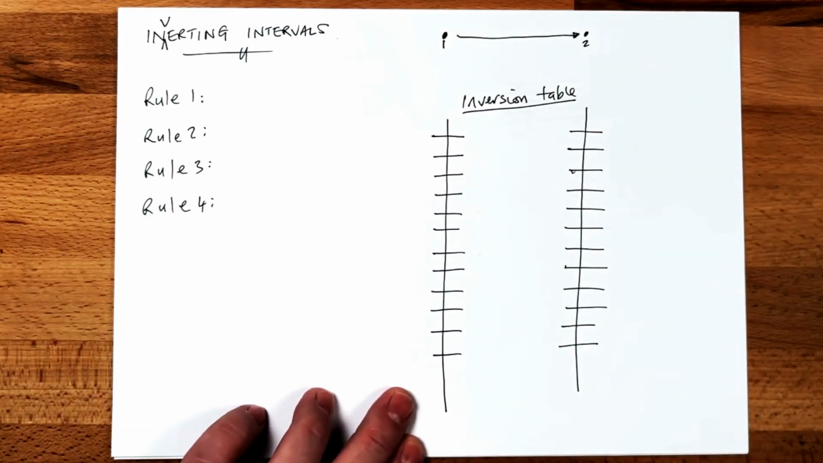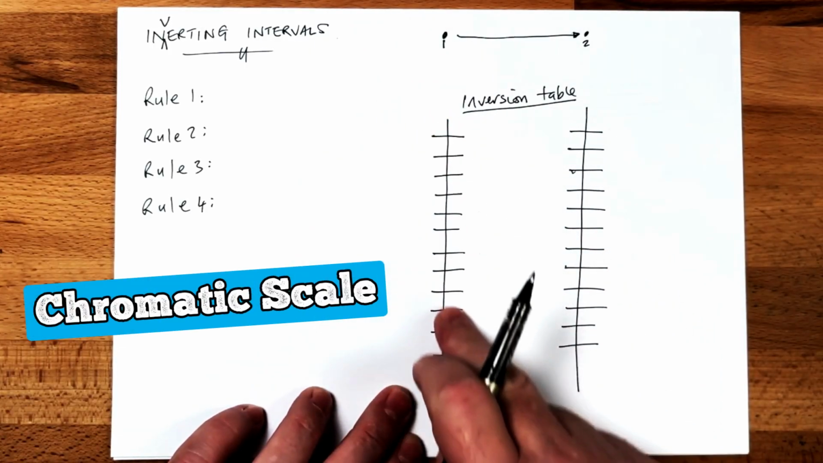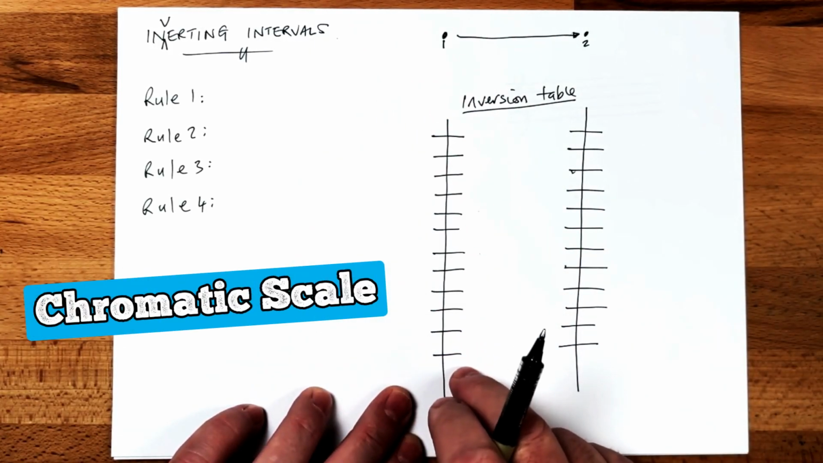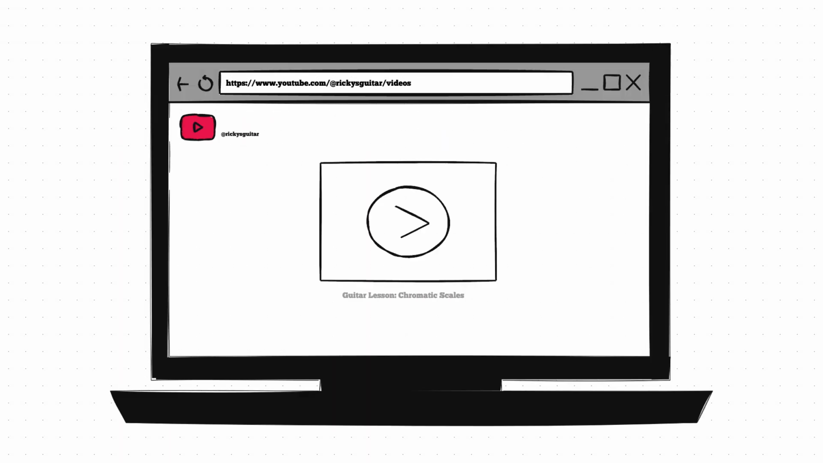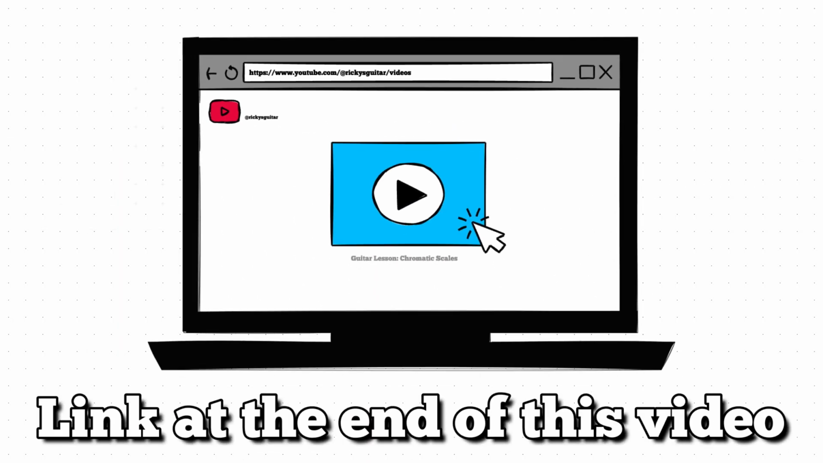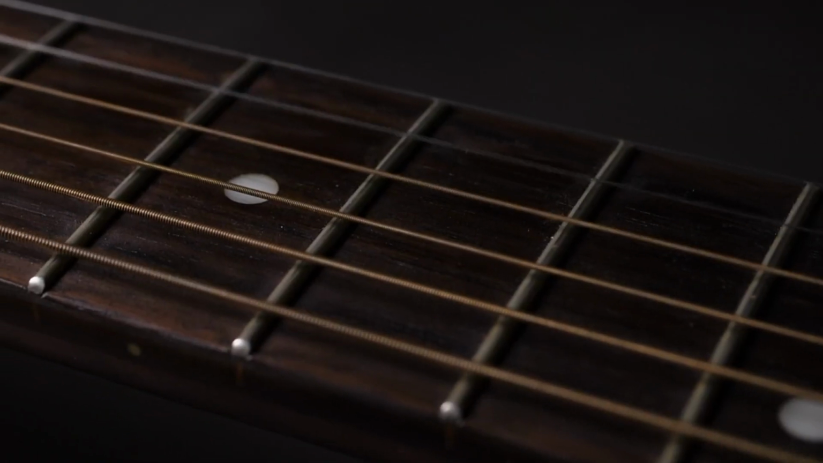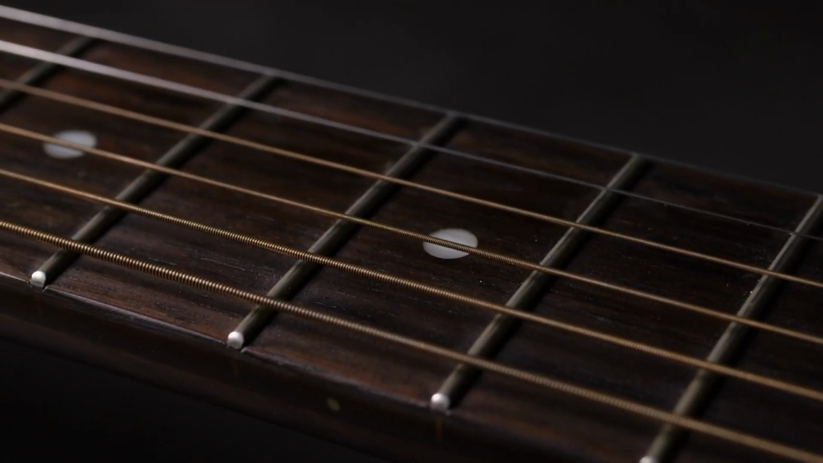I've drawn this inversion table here. We're going to be using the chromatic scale. If you don't know what the chromatic scale is, then at the end of this video, there will be a click through for you to watch that video, and that tells you all about the chromatic scale and how we visualize it on the guitar neck. That's super important that you understand that.